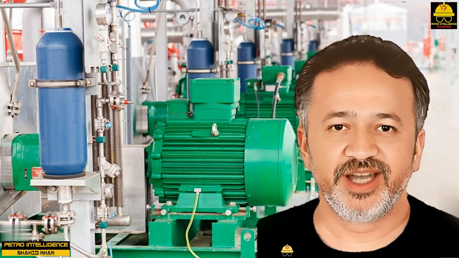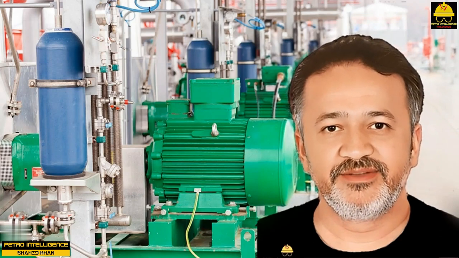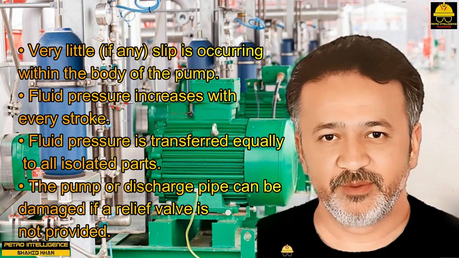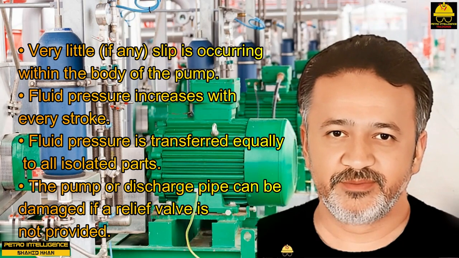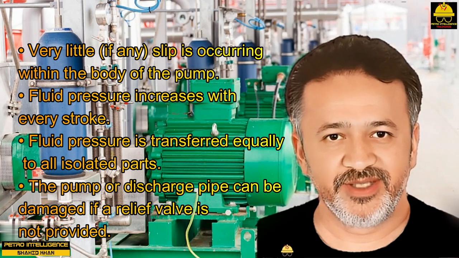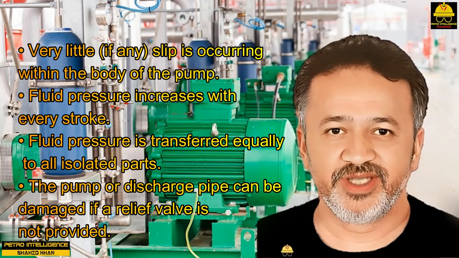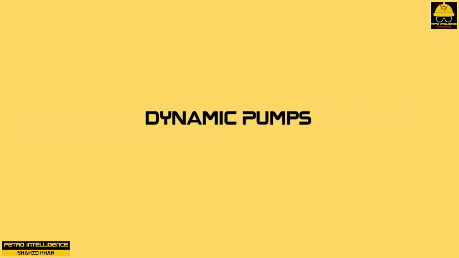When the discharge valve is closed on a PD pump, the following conditions exist. Very little, if any, slip is occurring within the body of the pump. Fluid pressure increases with every stroke. Fluid pressure is transferred equally to all isolated parts. The pump or discharge pipe can be damaged if a relief valve is not provided.